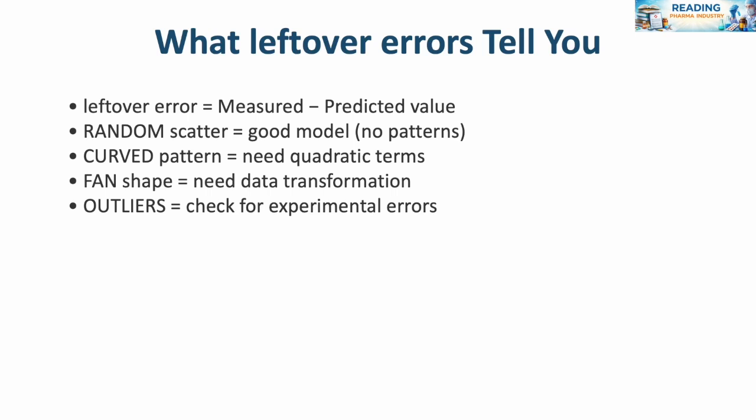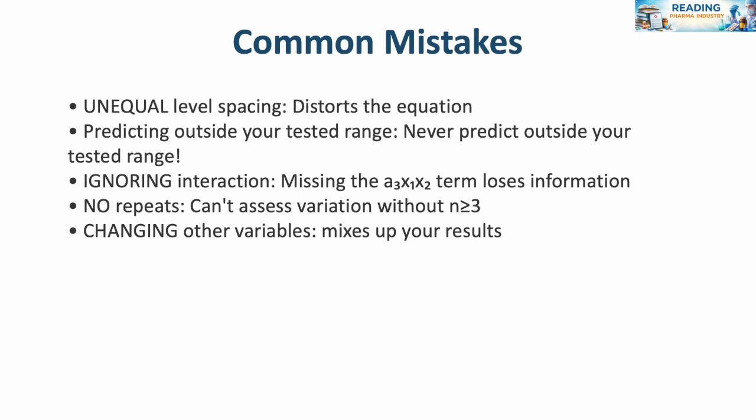And a fan shape is similar. It means the data is not fitting well, and we need to transform our data. Perhaps you can just use some logarithmic scale, for example. Outliers: if you get too many odd values, then potentially there could be something wrong with the experiments. These are some common mistakes that can happen.